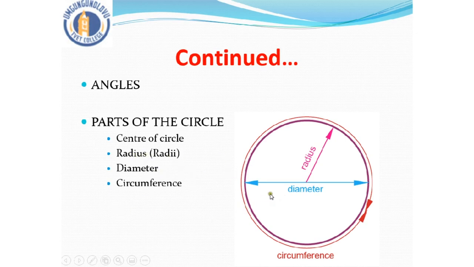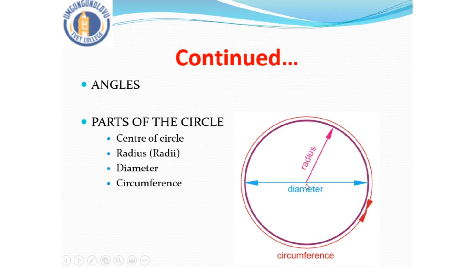The radius. When we have only one, we say that one is a radius. This is a radius, one line that comes from the center. It's a line drawn from the center to the circumference of the circle. A line drawn from the center to the circumference of the circle, that is a radius.